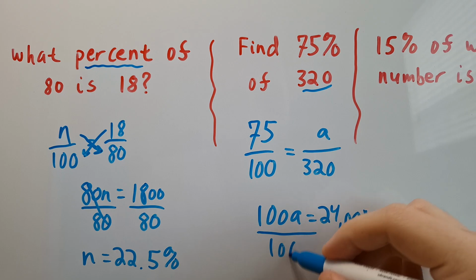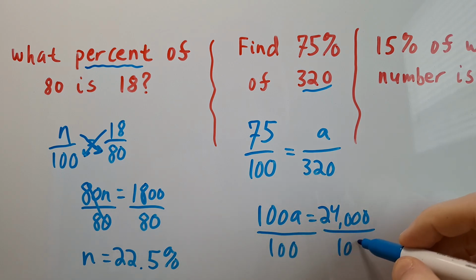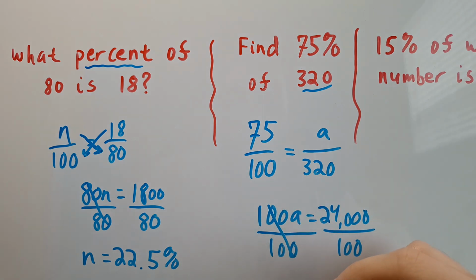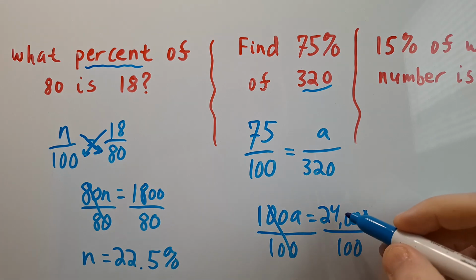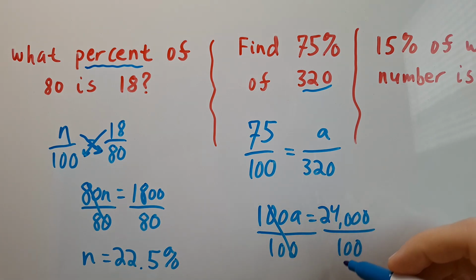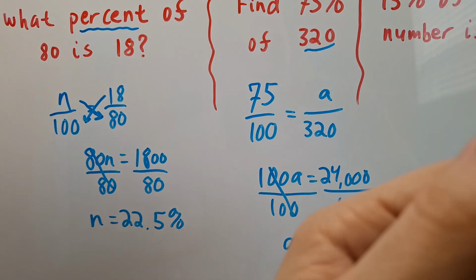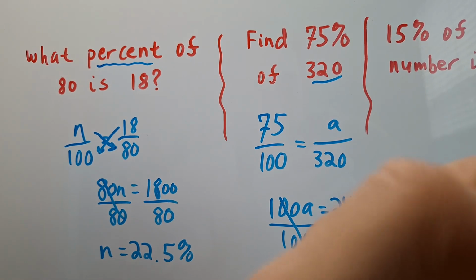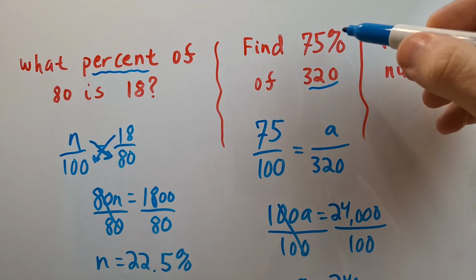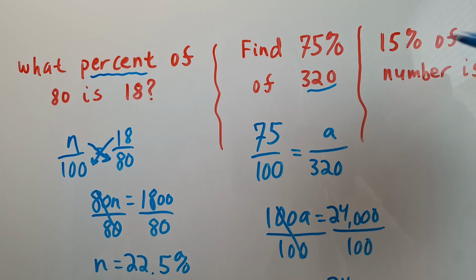This one will work out very nicely. No decimals here. When I divide 24,000 by 100, I get 240. Just to show you that there. That is the part that we were trying to find there.